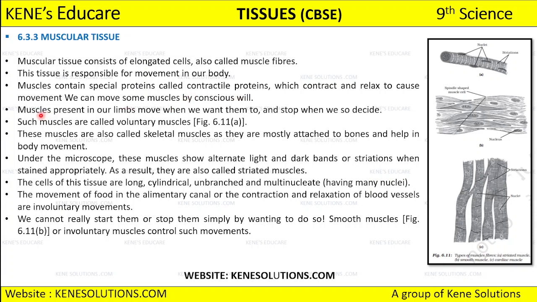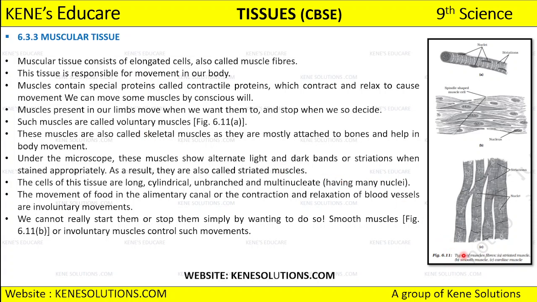Okay, so the muscles which are present in our limbs move when we want them to and stop when we so decide, right? Your limb muscle, when will it move? When you want to move that muscle, it is going to move, but when you want to stop it, it is going to stop as well, right? So the muscle present in our limb moves when we want and we can stop it when we want. Such muscles we call voluntary muscle. What will we call such muscles? We call them voluntary muscle.